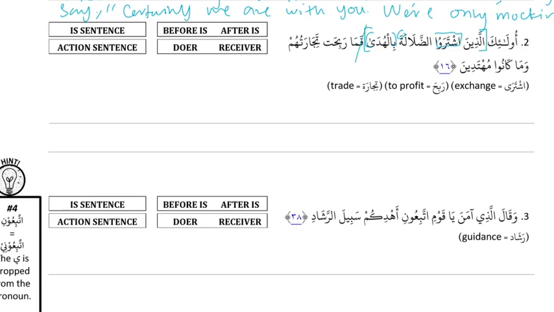Good. Okay, let's work through the sentence now. So أولئك الذين. What kind of sentence is that? It's an is sentence, because there are no actions outside of the complex noun, so it's an is sentence.